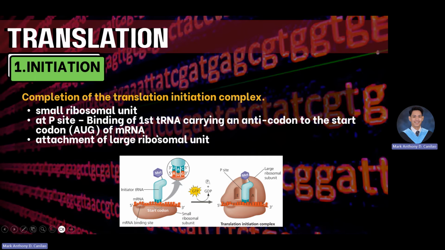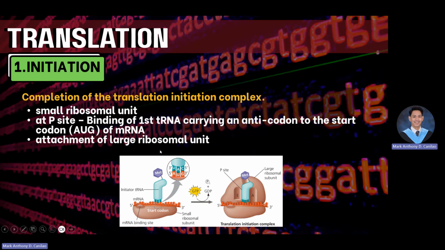So in the initiation, we have this complex called translation initiation complex. So what is this translation initiation complex? So when an mRNA, as you can see in the picture, the orange one, binds to the rRNA or the small ribosomal unit at the bottom part, and also the initiation tRNA, when the initiation tRNA, mRNA, and small ribosomal subunit stick together, this is what we call the translation initiation complex. And again, it happens in the initiation.